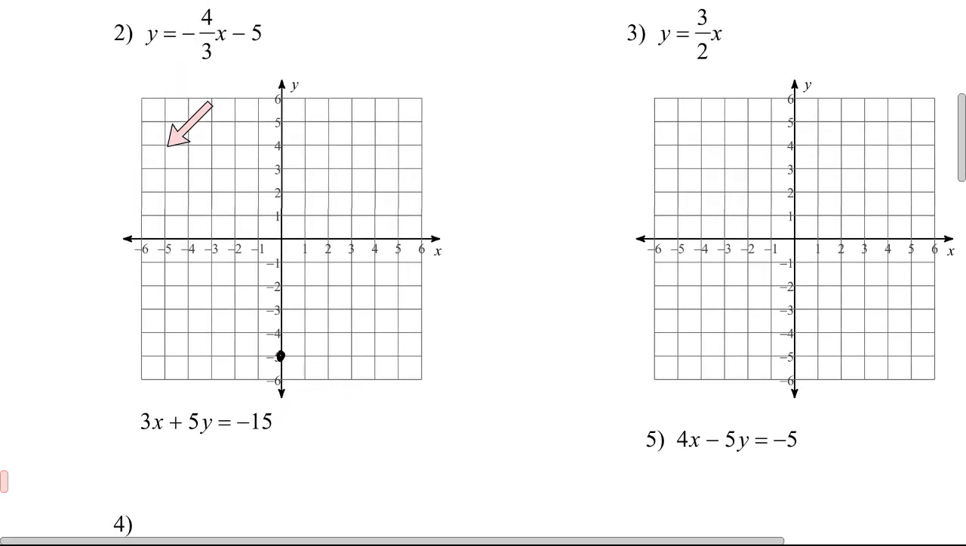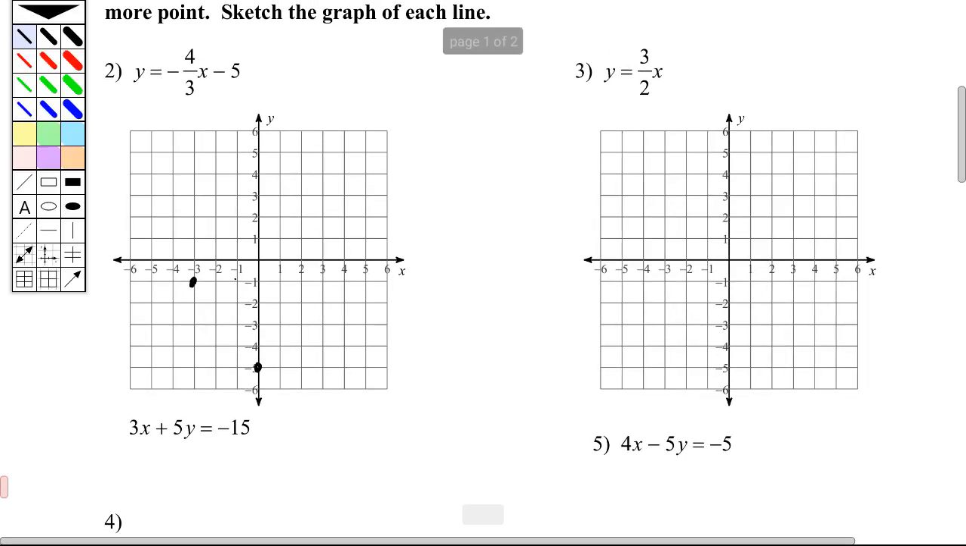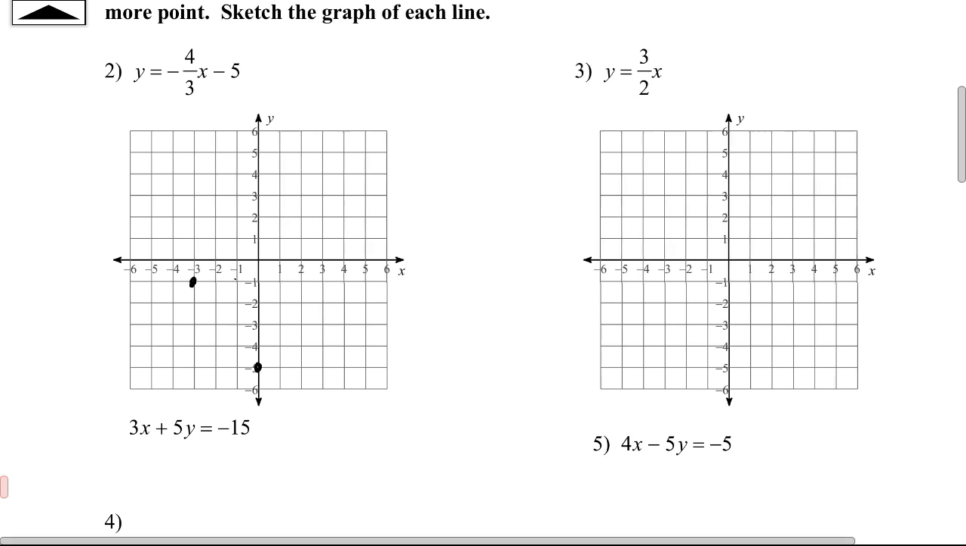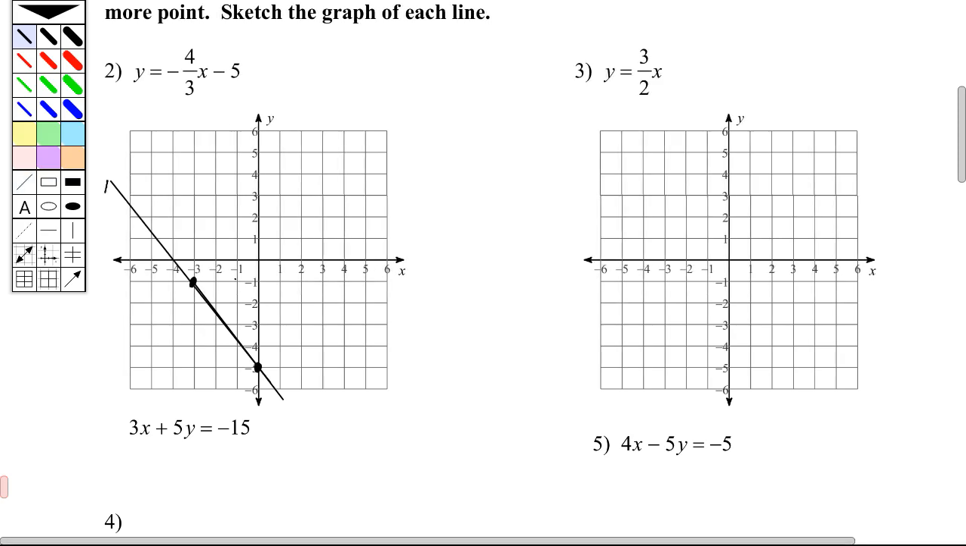So I know the graphs can look something like this. Well, what's the total opposite of down 4, right 3? Up 4, left 3. So up 1, 2, 3, 4, left 1, 2, 3. We have our 2 points, and we can connect those. Make sure the line goes through the points, and finally make sure we have arrows, because we know this goes in both directions forever.